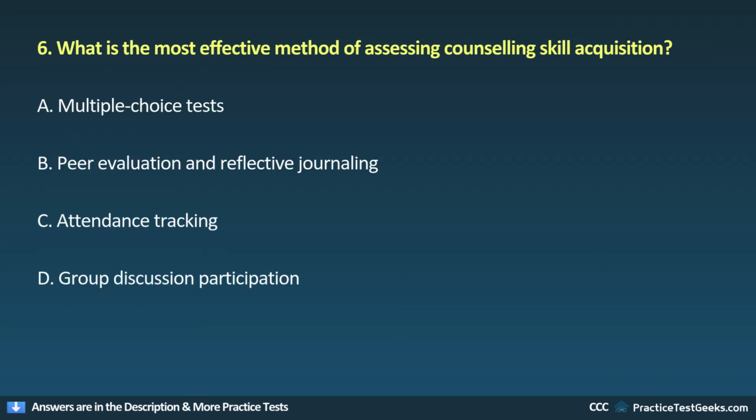6. What is the most effective method of assessing counseling skill acquisition? A. Multiple choice tests. B. Peer evaluation and reflective journaling. C. Attendance tracking. D. Group discussion participation.